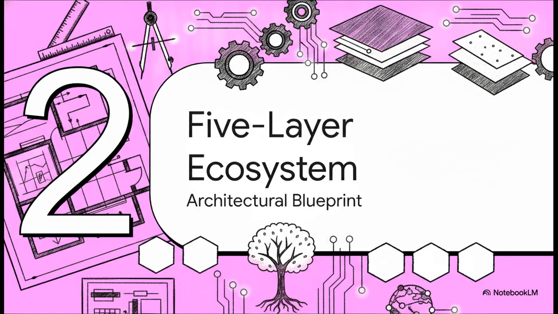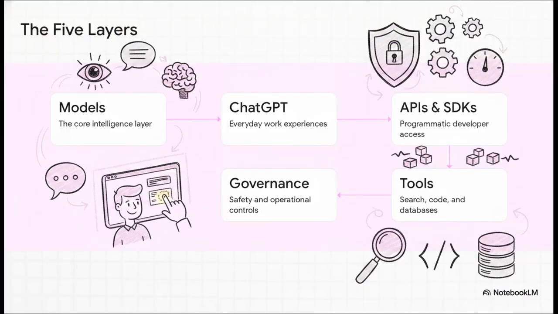So let's look at how that vehicle is built in part 2, the 5-layer ecosystem. This framework shifts our mindset from a single product into a durable architectural blueprint. Let's stack these up. Down at the foundation, layer 1, we have the models. These are the raw intelligence engines handling text, vision, and reasoning. Moving up to layer 2, we get ChatGPT experiences. That's the product layer making those raw models actually usable for everyday work.